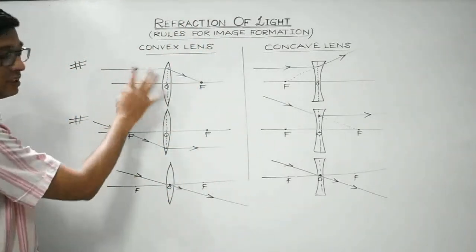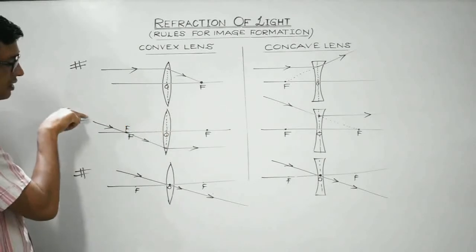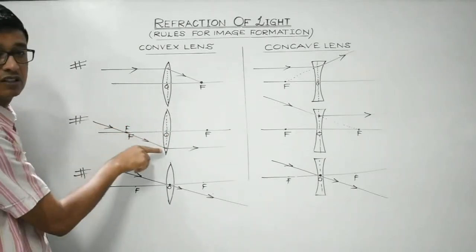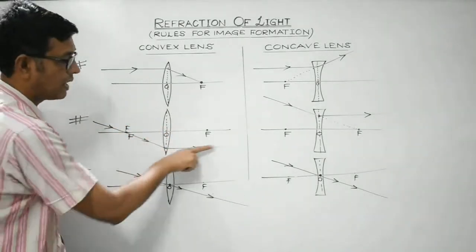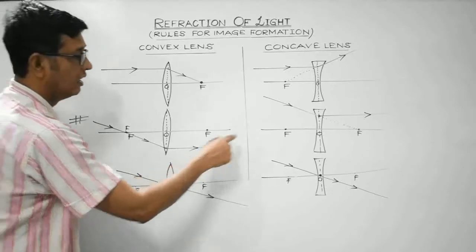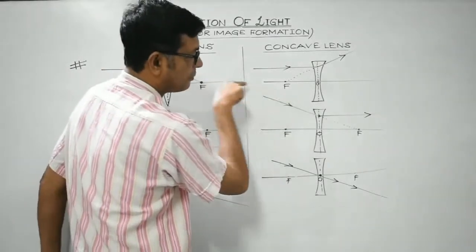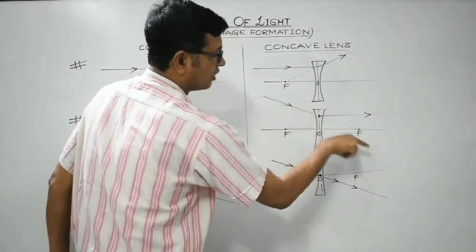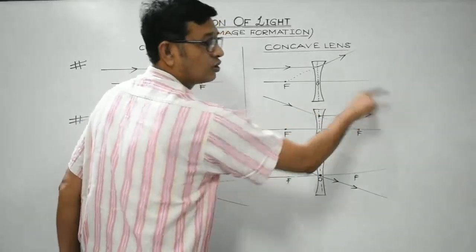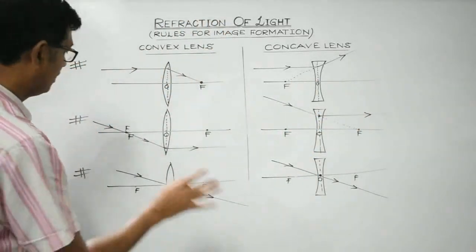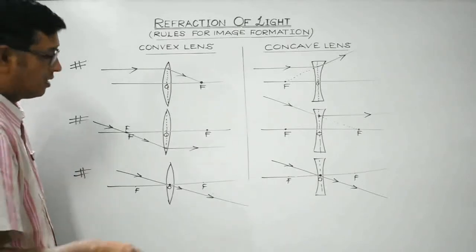Rule number two, vice versa of the first rule. Incident ray which passes through the focus after refraction becomes parallel to the principal axis. Right? Here, incident ray which appears to be passing through the focus after refraction will become parallel to the principal axis. Clear?